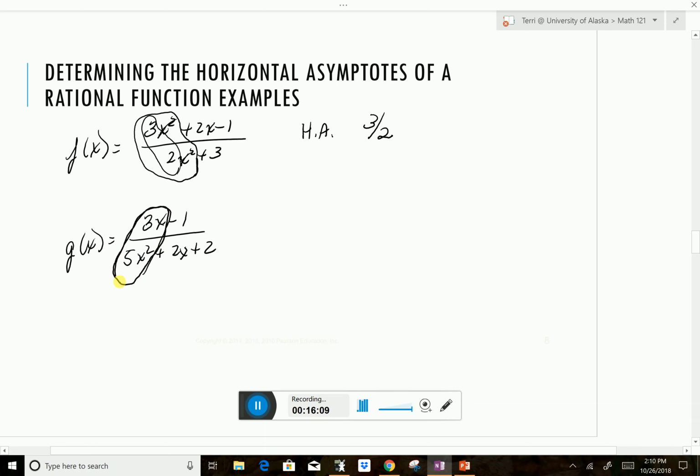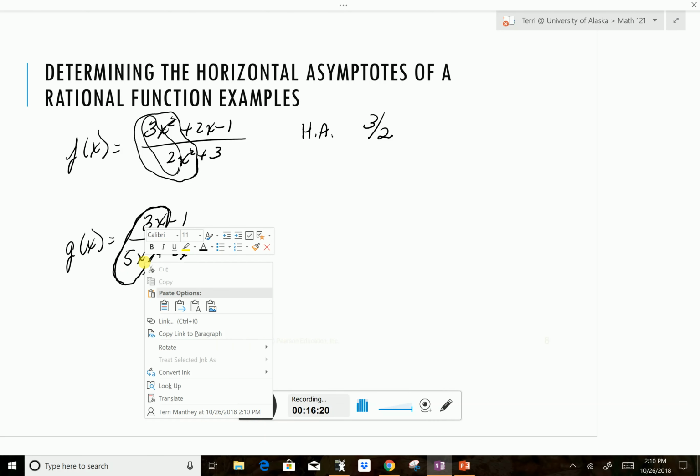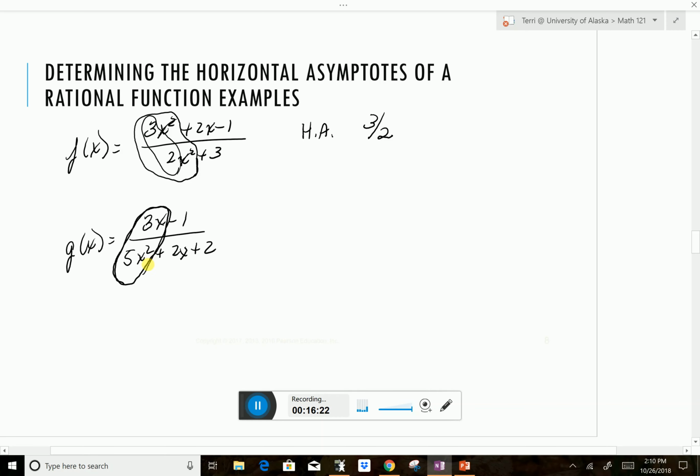Now what's going to happen? Doesn't matter that that's 3 and 5. What really matters is this x is not going to stand a chance against the x squared. So this is going to get smaller and smaller. So you're going to end up with 3 over 5x. That's still going to go to 0, right? Just going to keep getting tinier and tinier. So this one is 0.